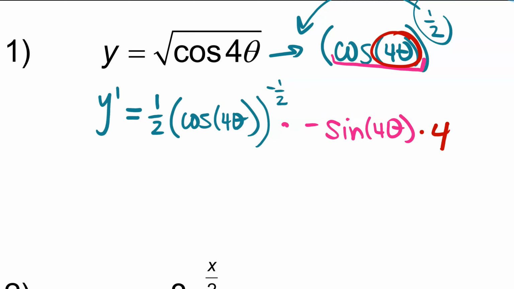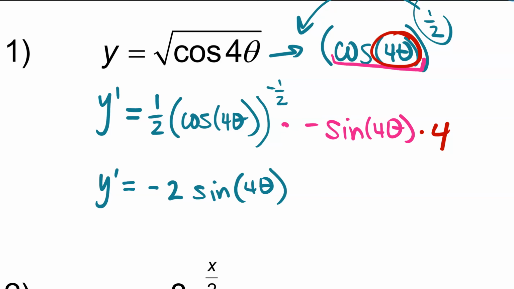The rest of simplification is algebra. So let me do the numbers first. 1/2 times negative 1 times 4. Derivative of 4 theta is 4. Is the derivative of 4 pi 4? No, because pi is a number, 3.14 and so on. But theta is an angle, my variable. I could replace theta with x. So I have negative 2 times sine of 4 theta.